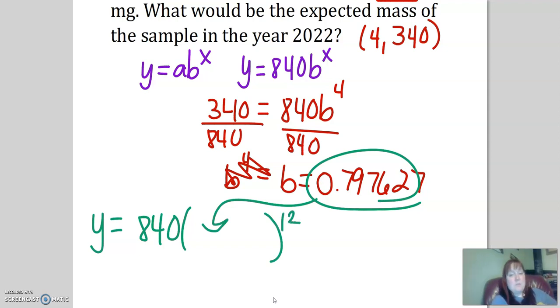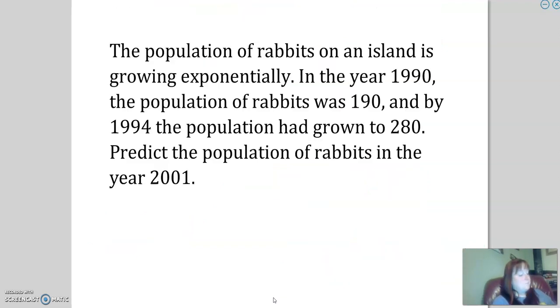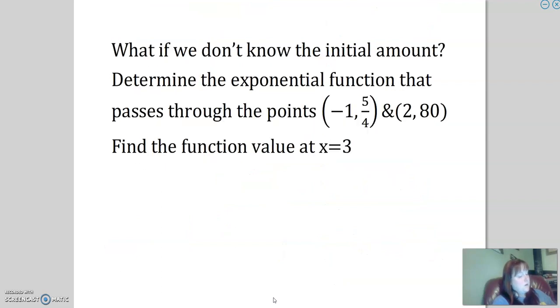Okay, and I already have that b in my calculator, so I'm not going to retype it or round it or anything like that. Then we multiply that by 840, and it says 55.702 or 703, depending on if you round or truncate. 55.702 milligrams. So that's how much is left of the isotope after 12 years. Okay, I'm going to skip over the rabbit population one.